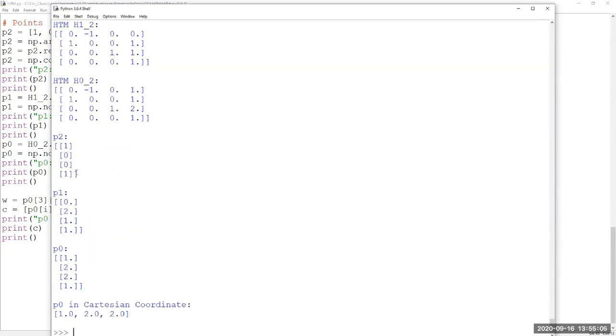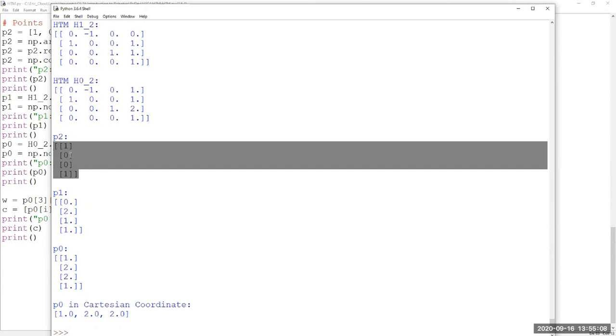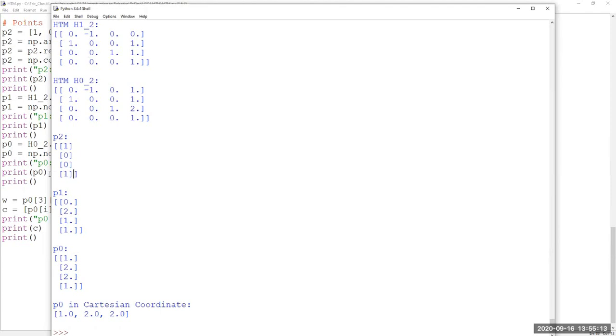So the result would be right here. Our original point is 1, 0, 0 with respect to frame 2, but we add a 1 for the fourth row. Then we check the result for frame 1. Frame 1 has the value 0, 2, 1, and for frame 0 it is 1, 2, 2, as we predicted, and we convert it back to the Cartesian coordinate.